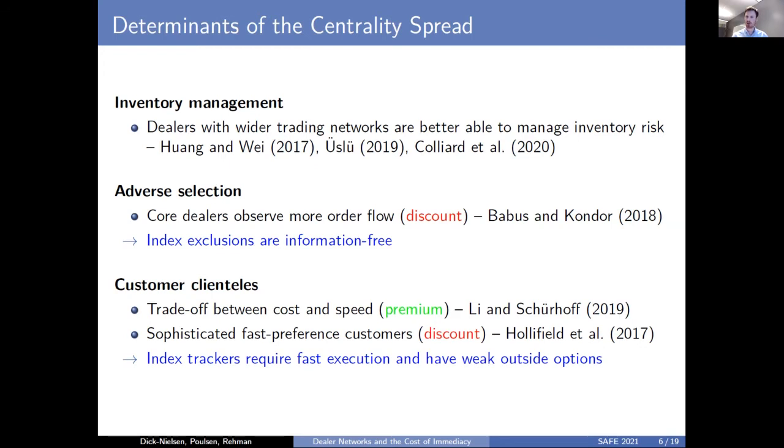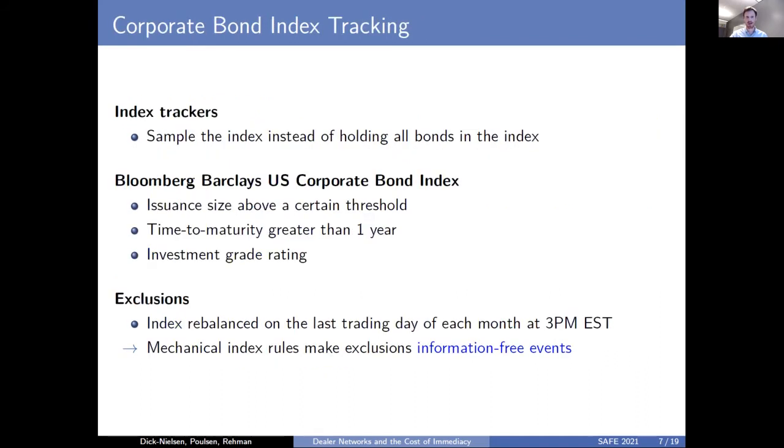First, I want to give you some more details on how index tracking works in the corporate bond market. So these index trackers are not holding every single bond in the index. Instead, they're sampling the index by borrowing some of the bonds that are already in the index. The index we consider is the Bloomberg Barclays US Corporate Bond Index, where index requirements include that a bond's issuance size must exceed a certain threshold, a bond's time to maturity must exceed 1 year, and that the bond must have an investment grade rating.